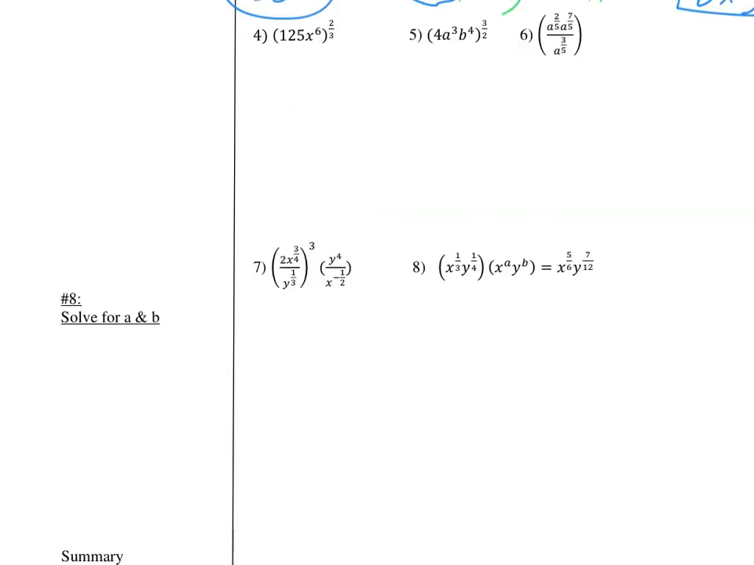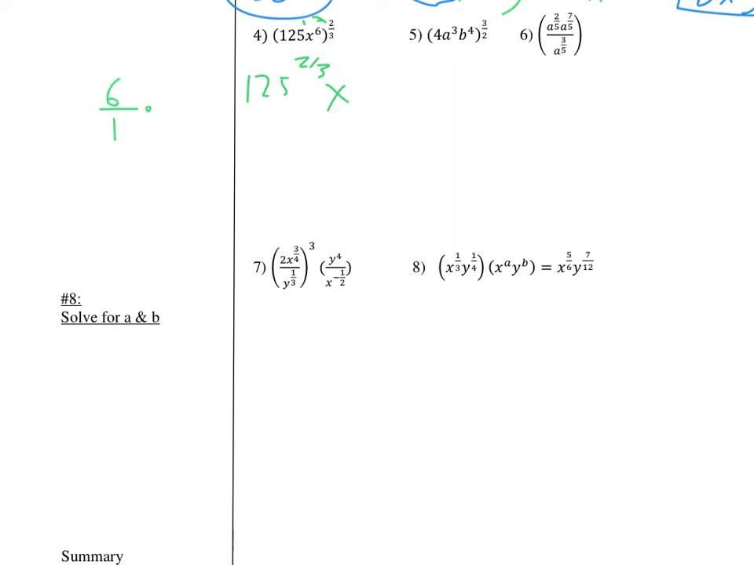All right, next up here, number 4. So for this one, we're going to send this 2/3 power in there. Remember, it's going to multiply by the exponents, not the bases. So this will be 125 to the 2/3 power. And then this one will be x to the power of 6 times 2/3. So we're multiplying fractions now. So I'm not going to try to do that in my head. I'm going to go off to the side.